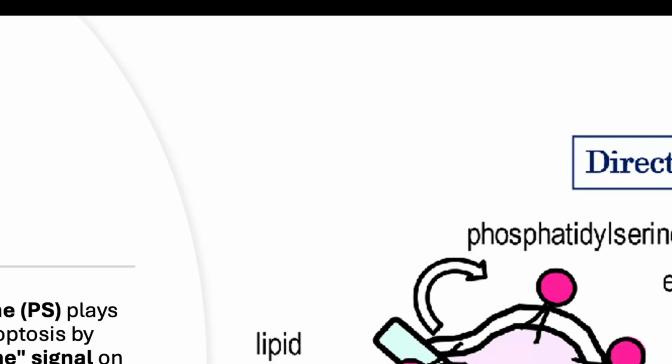Now the phosphatidylserine which is exposed will be recognized by the phagocyte by a direct recognition. So phagocytes have certain receptors and bridging molecules which help recognize the phosphatidylserine on the apoptotic cell, and the phagocyte can now engulf the whole cell which is displaying these eat me signals. So phosphatidylserine acts as an eat me signal in apoptosis, signaling phagocytes for clearance.